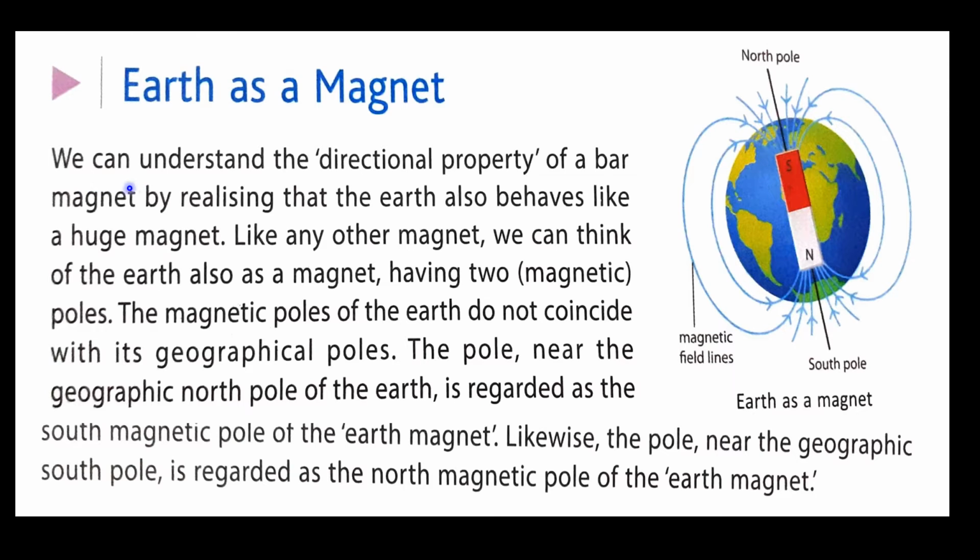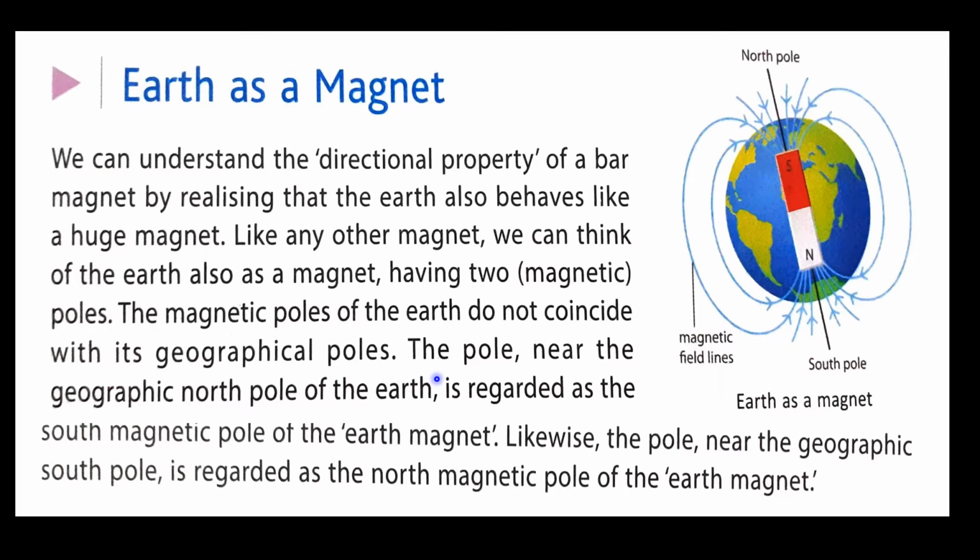Students, we can understand the directional property of a bar magnet by realizing that the Earth also behaves like a huge magnet. Like any other magnet, we can think of the Earth also as a magnet, having two magnetic poles, North Pole and South Pole. The magnetic poles of the Earth do not coincide with its geographical poles.